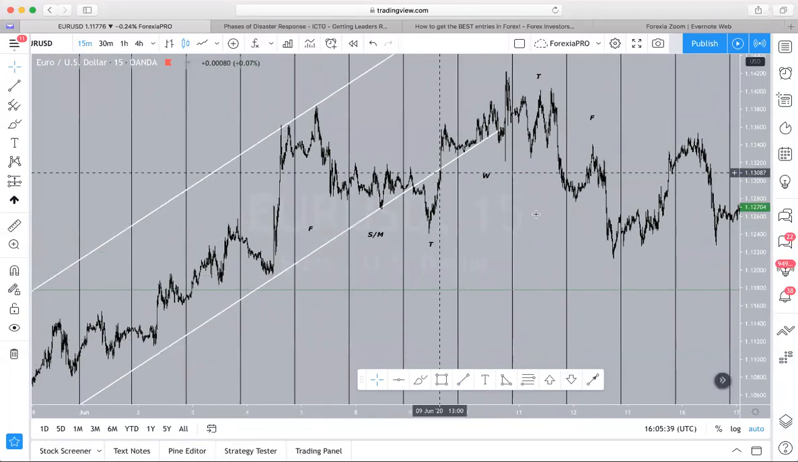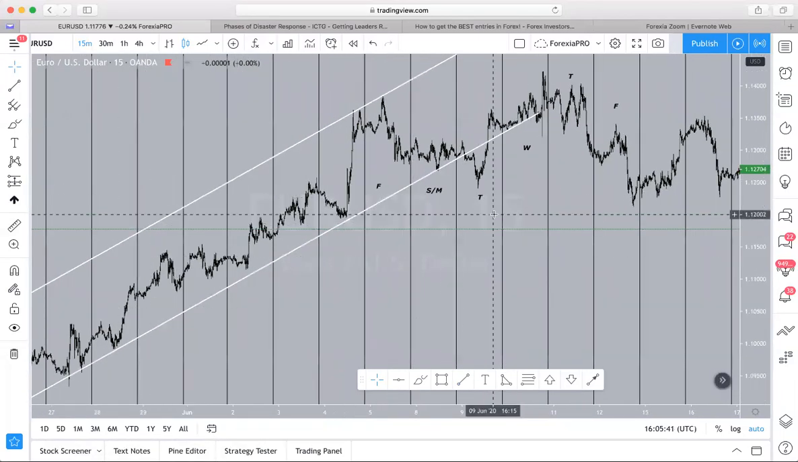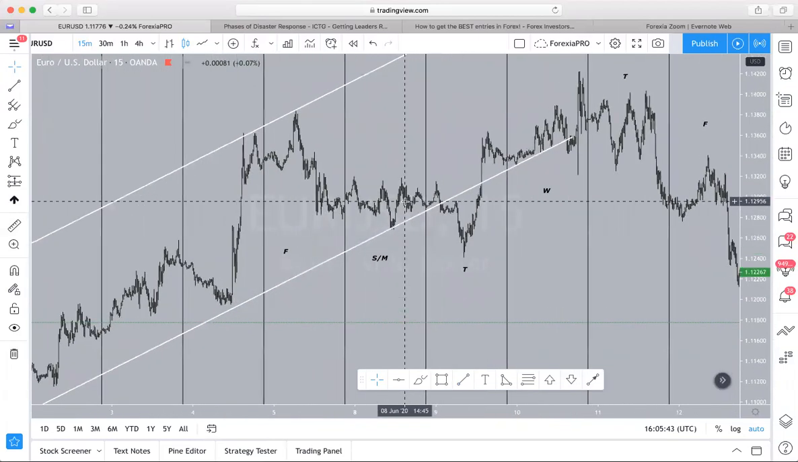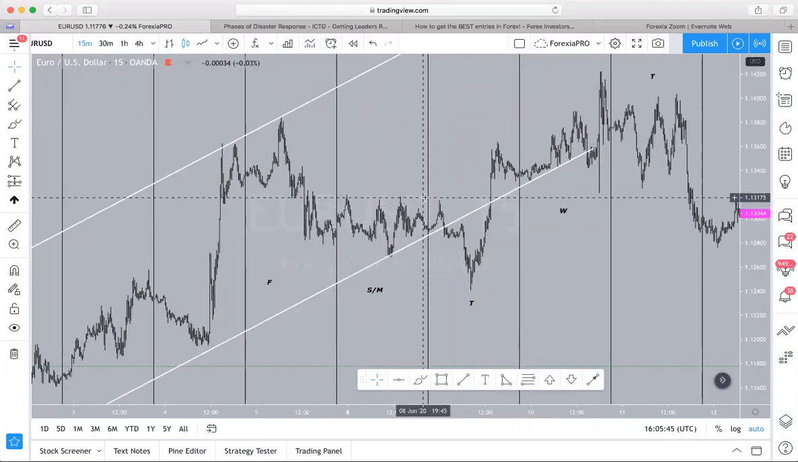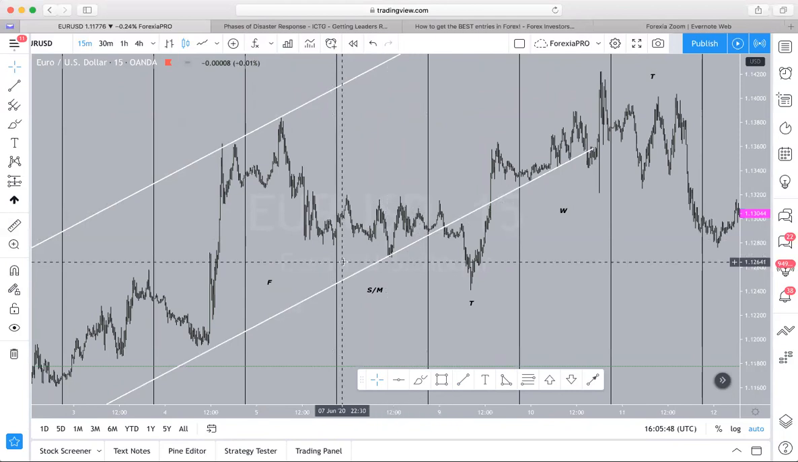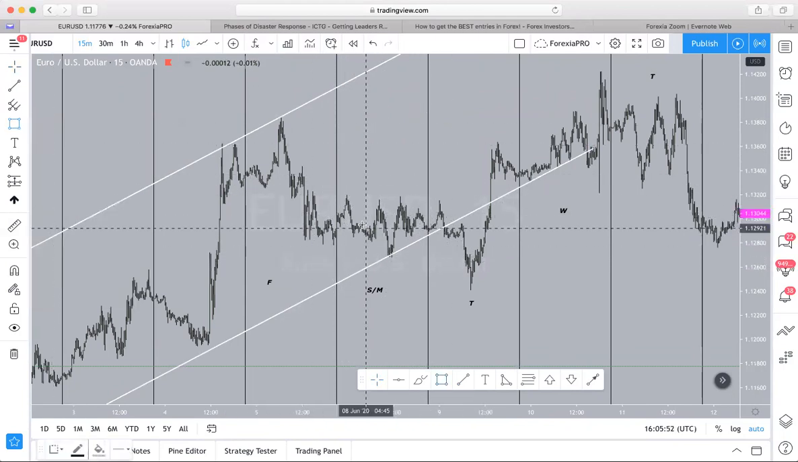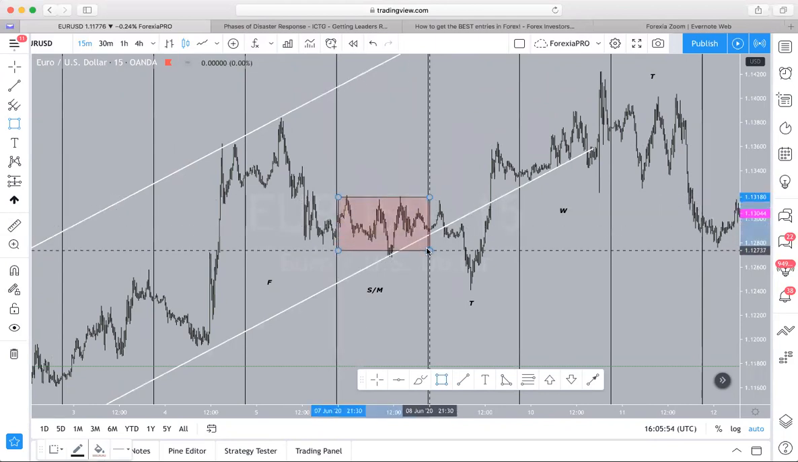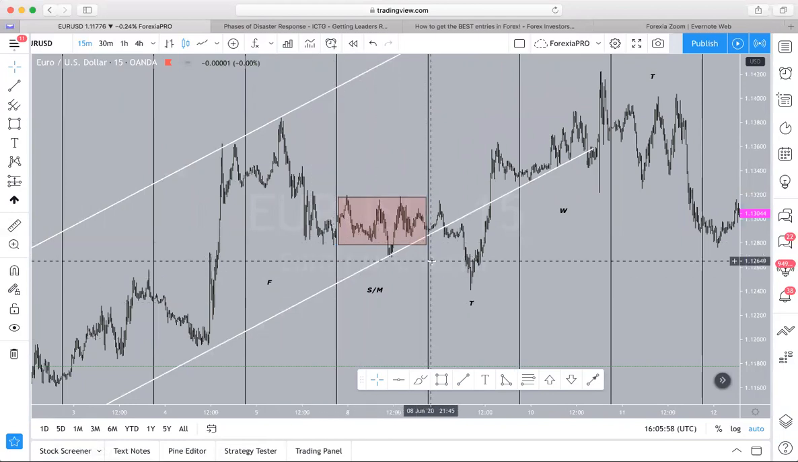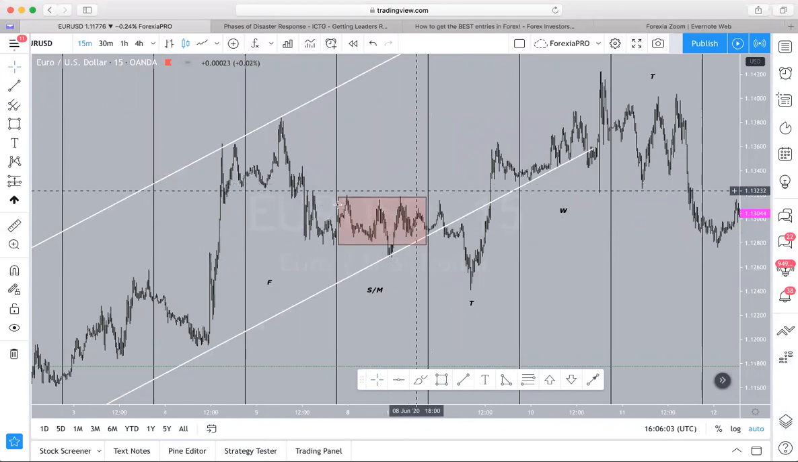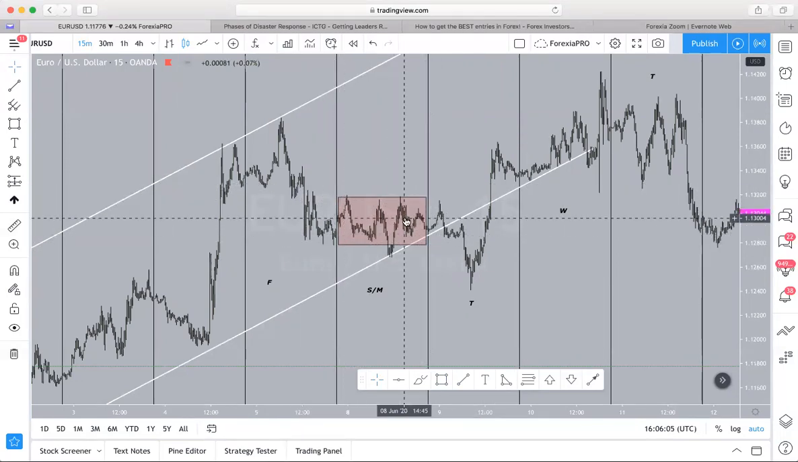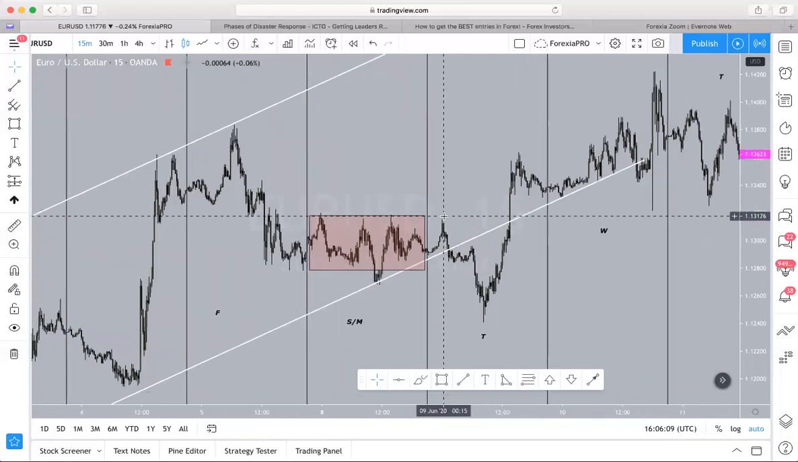What do we see about this week that's so special? Well, Sunday, Monday, they basically consolidated all day, right? Why? Because the next day, they were going to use this consolidation to manipulate the people that were trading inside of it. What do I mean by that?